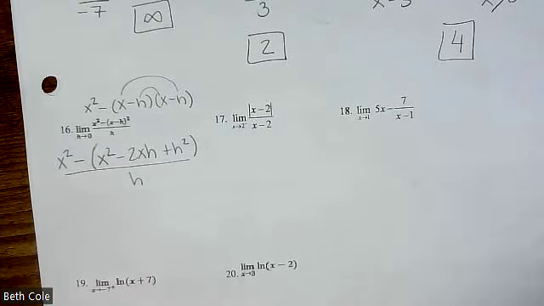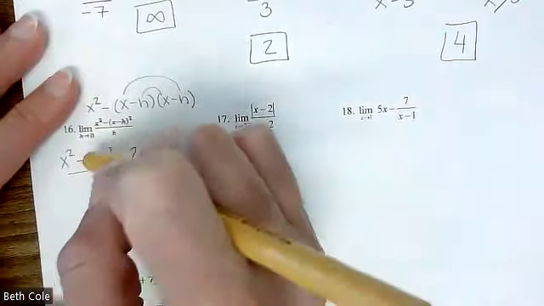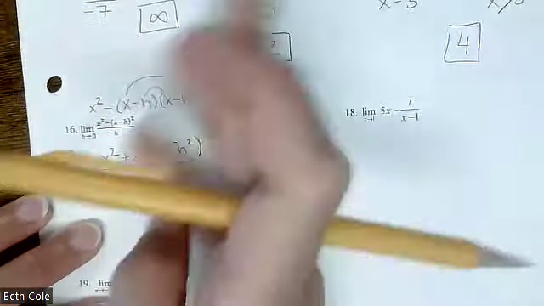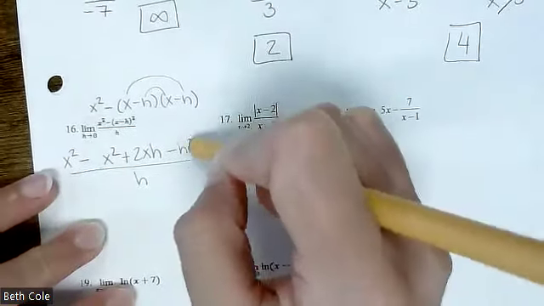You're going to have to distribute. I'm going to just erase it. You can rewrite the whole thing if you want to, but when you distribute a negative, everything is just going to change its sign. So it's going to look like that.